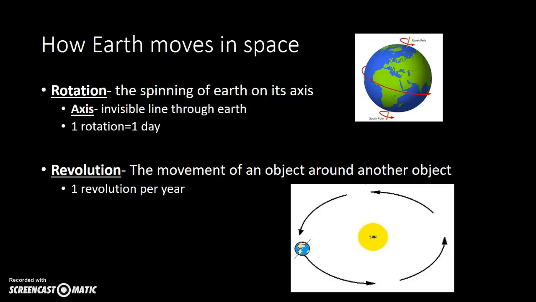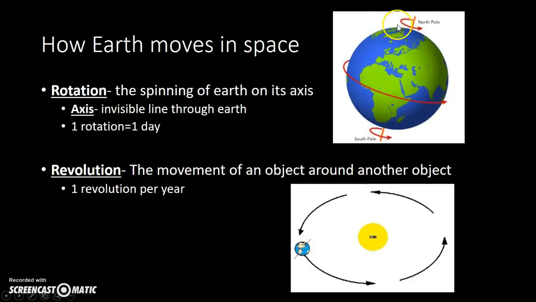Okay, so Earth moves through space in two ways. Rotation, which is the spinning of Earth on its axis, and an axis is the invisible line drawn through Earth. One rotation equals 1 day. So we have our Earth here. You can see that there's a line drawn through. This right here would be the axis, and the Earth rotates this way around it.